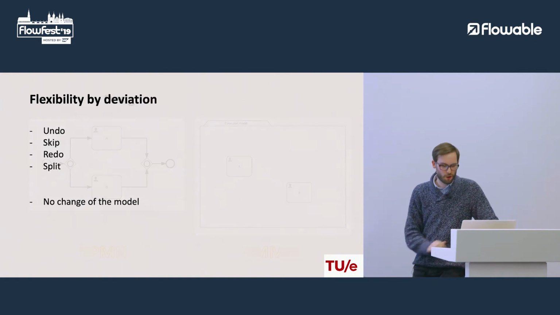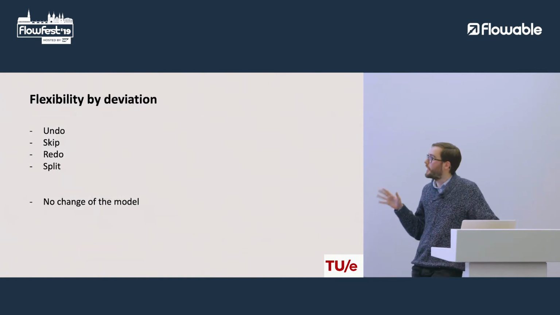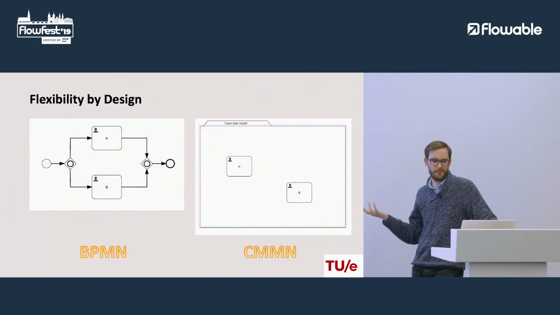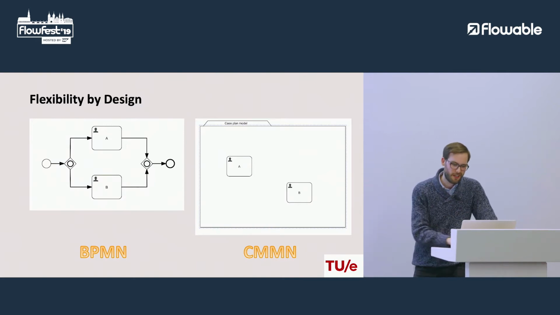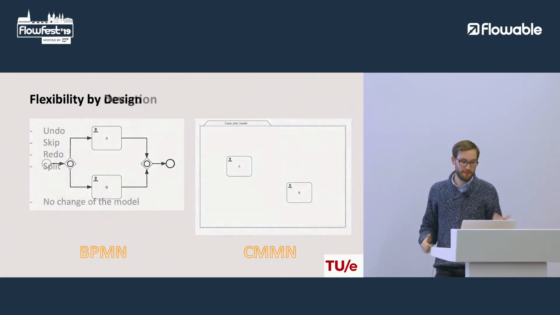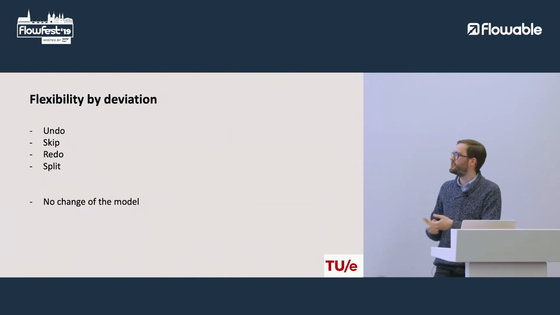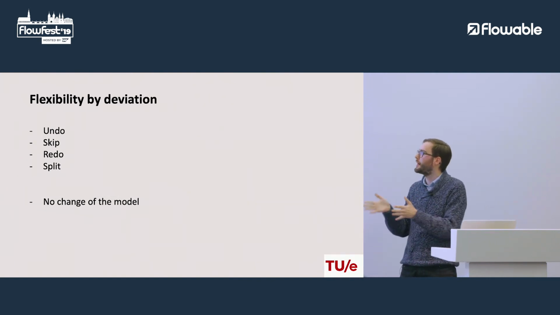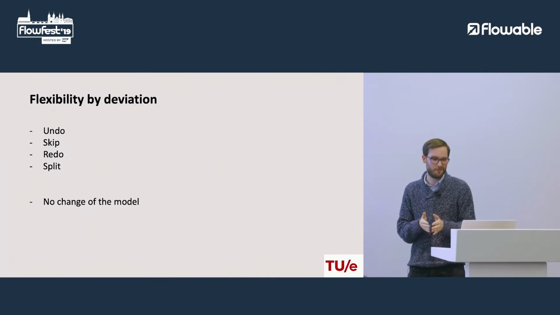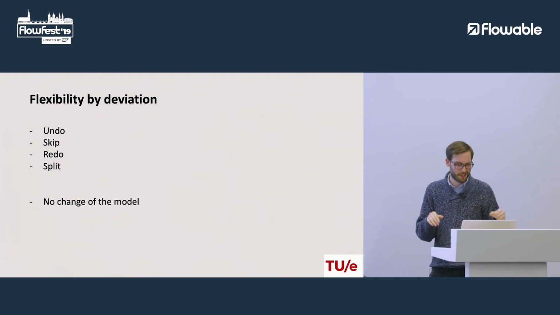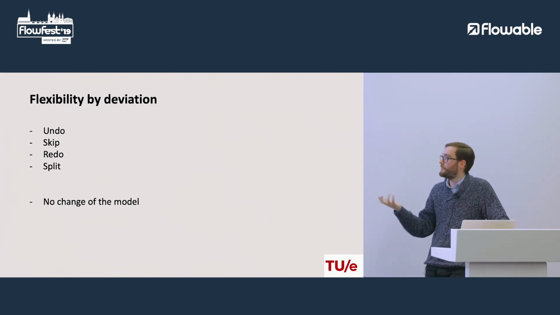Flexibility by deviation. As you understand, flexibility by design is something that you design in the model. It's not really connected to the engine you run. Of course, the engine should be able to support those flexible models. Flexibility by deviation is actually something that the engine should support. So it's the ability to undo, skip, redo a specific task, or eventually split the execution, not the model.